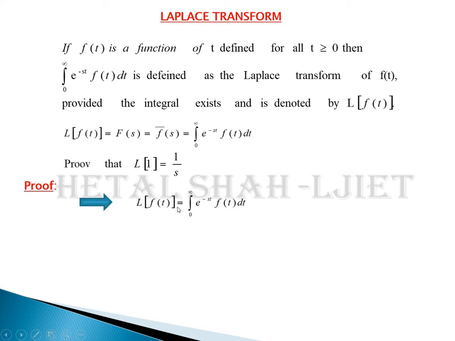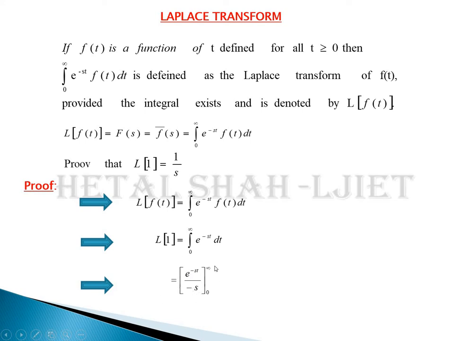This is the Laplace of f(t) is equal to the integration from 0 to infinity of e raised to minus st f(t) dt. Here our function f(t) is the constant function, that is 1. So apply 1 in place of f(t) on the right hand side. That is the integration from 0 to infinity of e raised to minus st into 1, that is e raised to minus st dt. Now the integration of e raised to minus st is e raised to minus st upon minus s, from 0 to infinity.